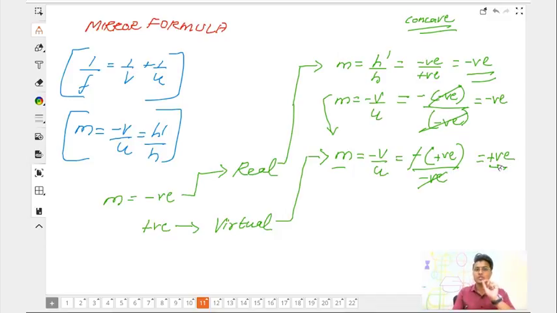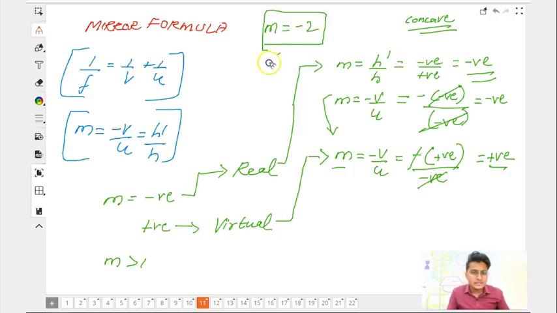Now, one more thing which you need to note down right now. What happens if magnification is greater than 1? And guys, this is a very common mistake which a lot of students make. If I tell you magnification is minus 2, now everyone please put down in the chat, is this a magnified image or a diminished image? When m is equal to minus 2, is that a magnified image or a diminished image? What do you guys think?